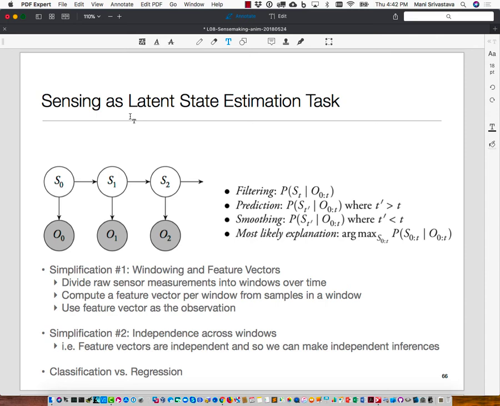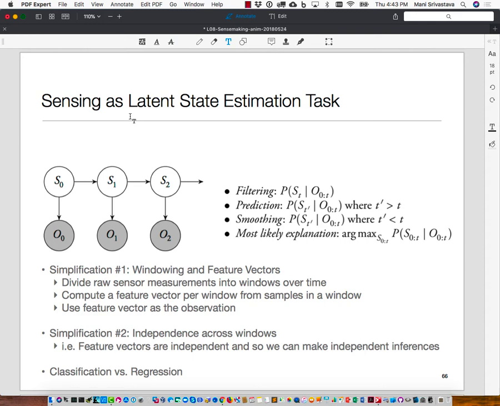Again, not true. For example, if you knew that my state at 0 was lying in the bed, it's very unlikely that state 1 is going to be bicycling, right? There are certain things which statistically just will never happen. So while not true, to keep things simple, that's often done. But there are ways to address this also.